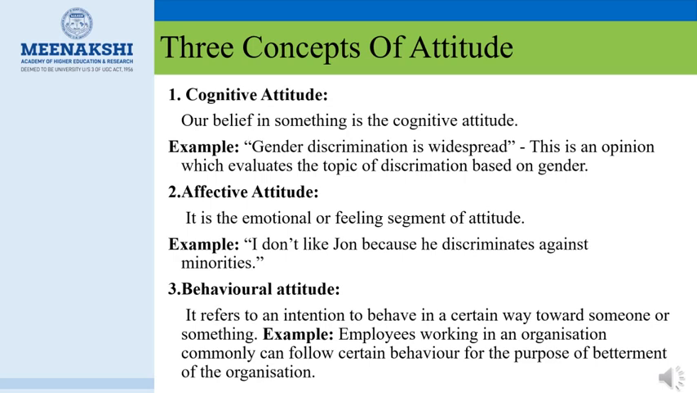Second one is affective attitude. It is defined as the emotional or feeling segment of an attitude. Example, I don't like John because he discriminates against minorities. That is an example for affective attitude. And third one is a behavioral attitude. So it refers to an intention to behave in a certain way towards someone or something. The best example for behavioral attitude is employees working in an organization commonly follow certain behavior for the purpose of betterment of the organization. So that is the best example for behavioral attitude.